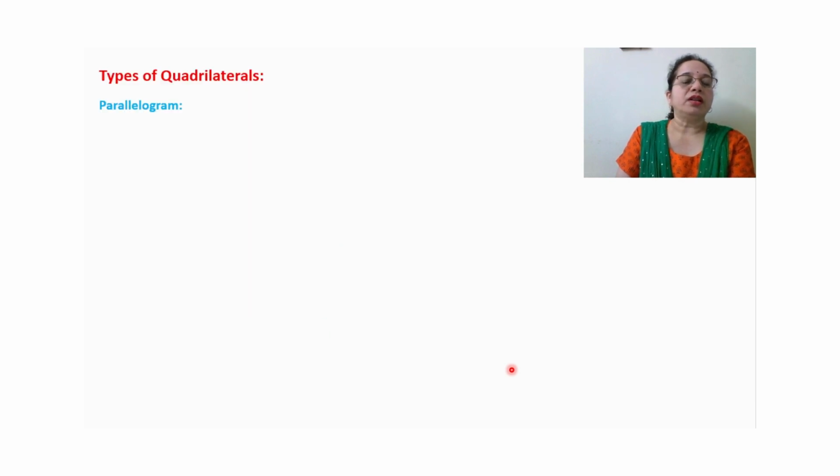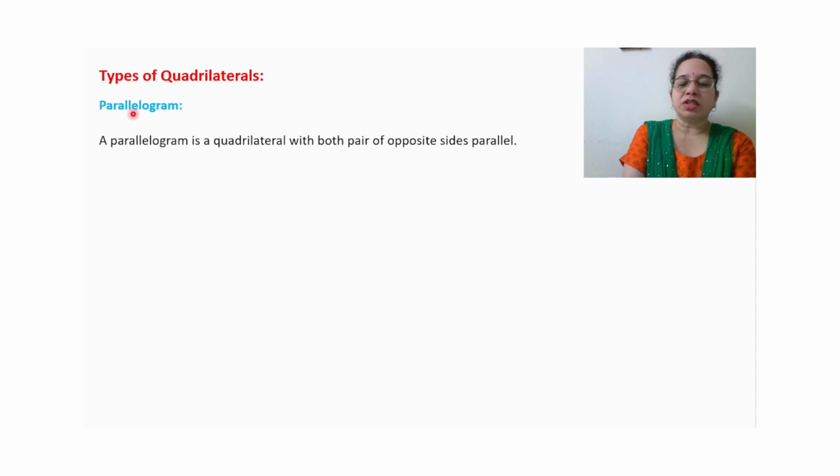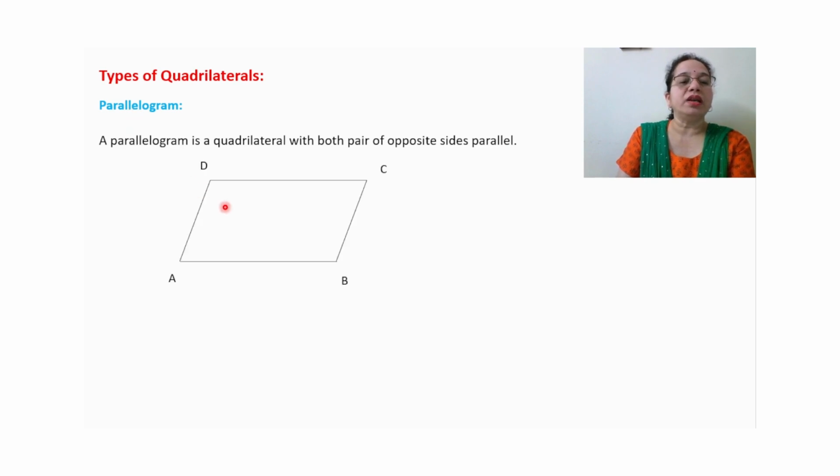Types of quadrilateral. The first one is parallelogram. By the name itself, it is clear: parallel. A parallelogram is a quadrilateral with both pairs of opposite sides parallel. This word parallel is already written over there. So we can say that in a parallelogram opposite sides are parallel and equal in length. If the sides are parallel, definitely they will be equal in length.